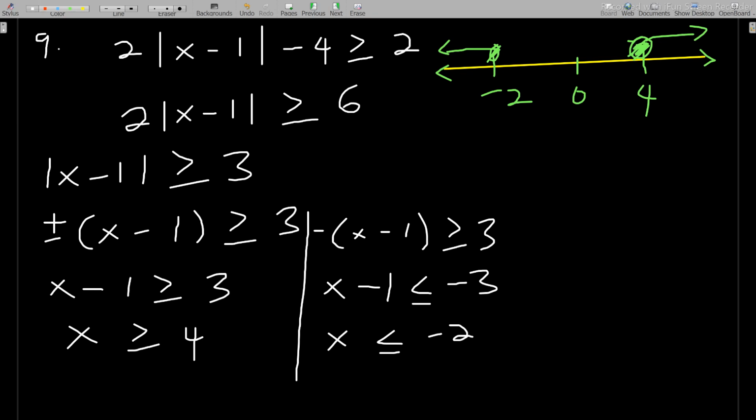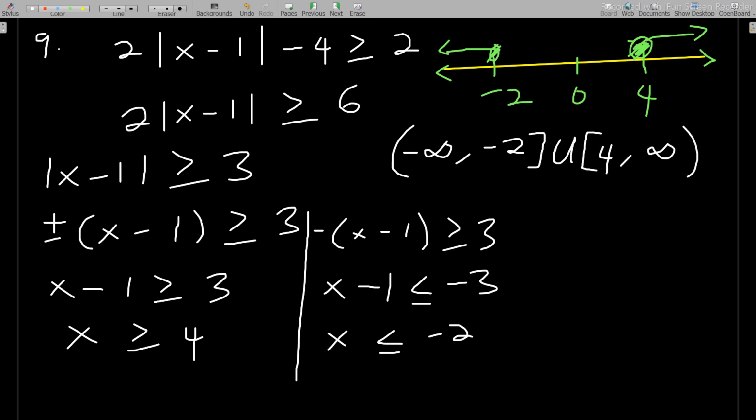You write it like this. Either you write x is less than or equal to negative 2, or x is greater than or equal to 4. So you are done. But in interval form, what you do is: you have an open interval for the infinity, negative infinity, comma, negative 2, then a closed interval because the negative 2 is part, then union. Then you have a closed interval for the 4 because 4 is also part, then comma, infinity with an open interval. So this is how you write the solution.